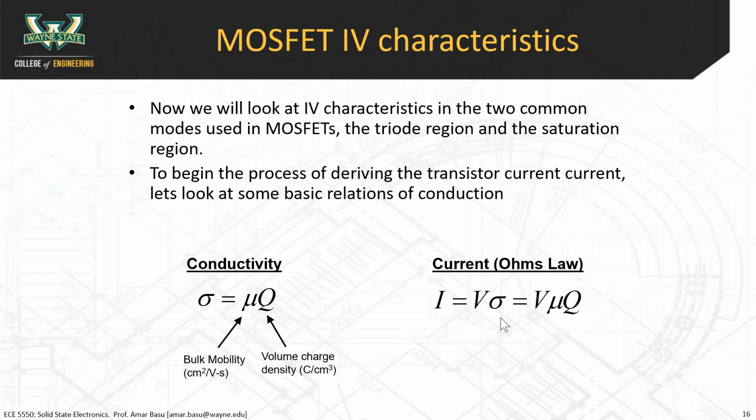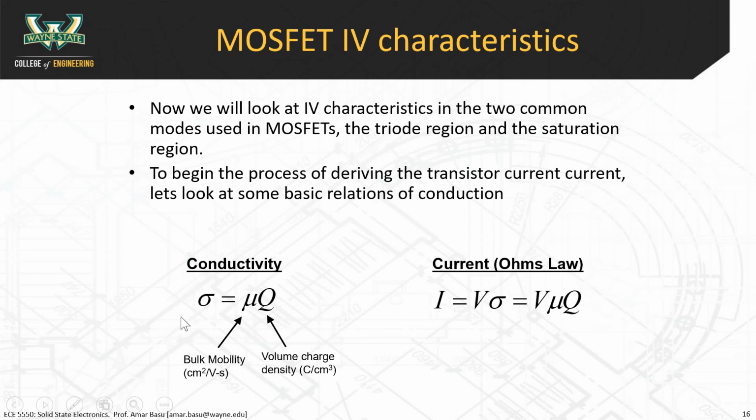Now we're going to look at the IV characteristics of the two modes used in MOSFETs, the triode region and the saturation region. We're going to start by deriving the transistor current. The way we start is by looking at the basic equations of conductivity. We know Ohm's law and we know conductivity. We looked at conductivity in Module 3.